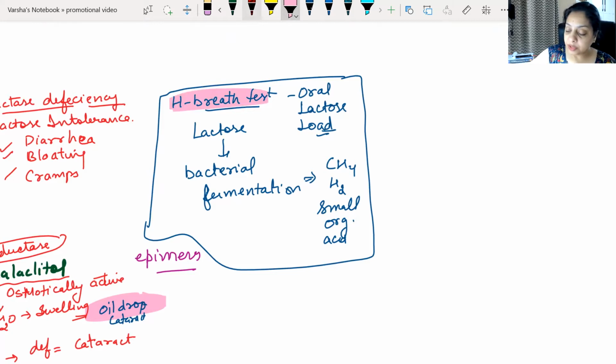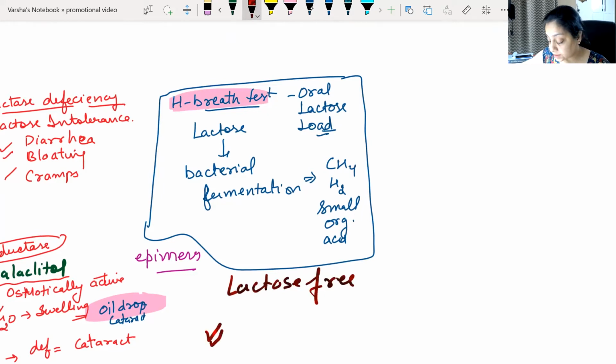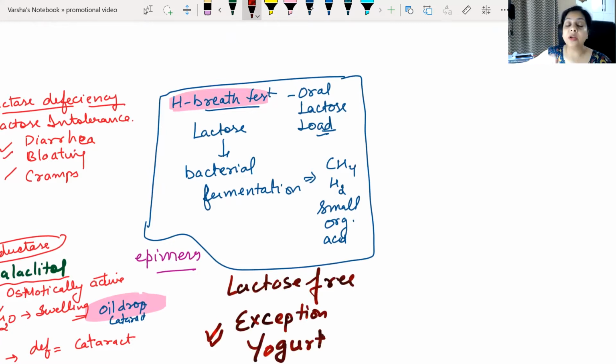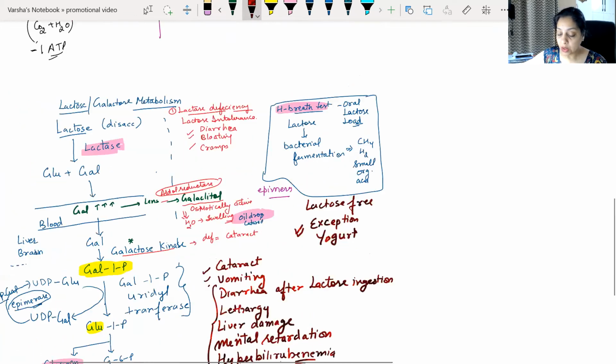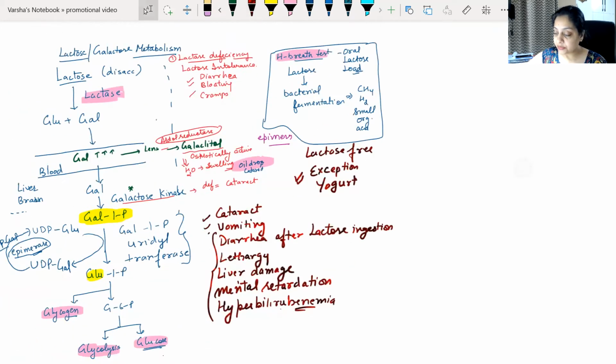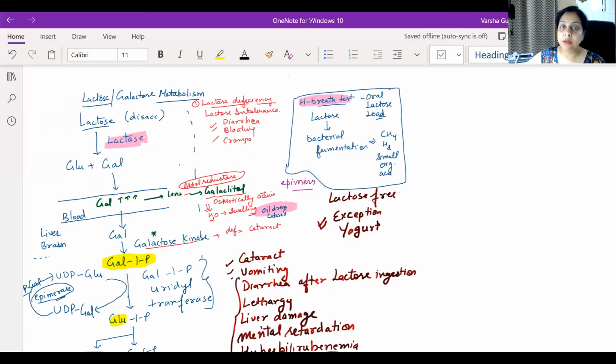And what will be the remedy for this? A lactose-free diet, lactose-free formula. But there is an exception. Most lactose intolerant people can take yogurt. They are capable of tolerating it. If the question paper is very, very difficult, you should know this. Okay, so with this, I'll finish at least this part. And then in the next, we will be talking about the next metabolism, that is fructose, or you can say sucrose.